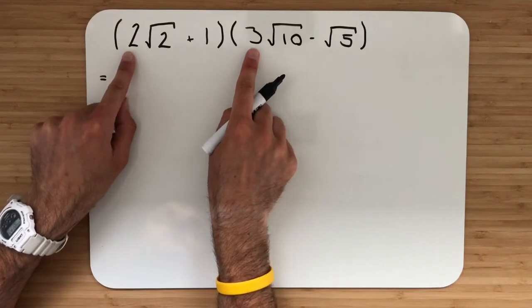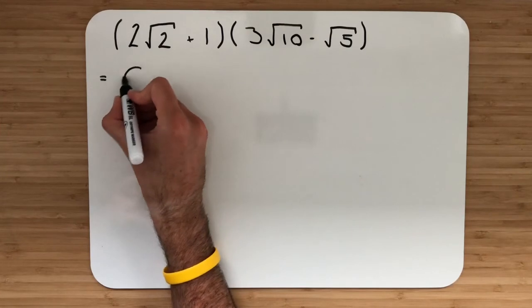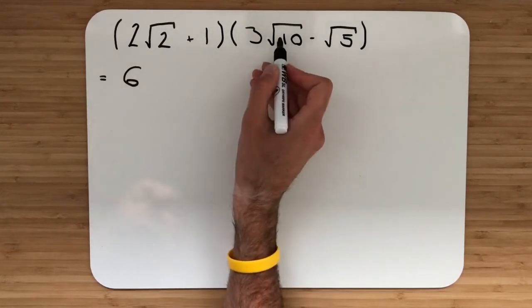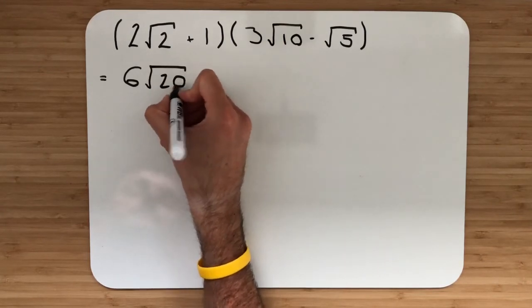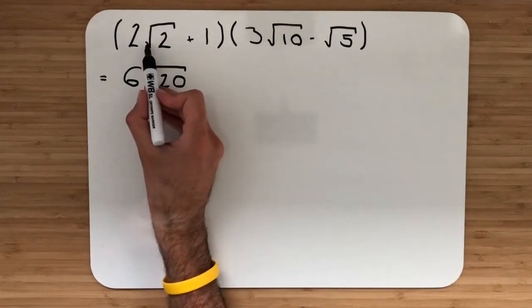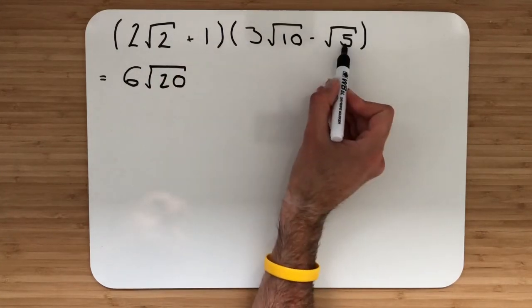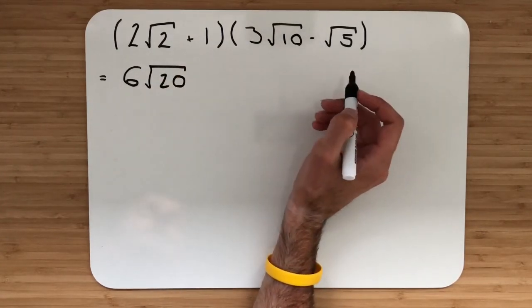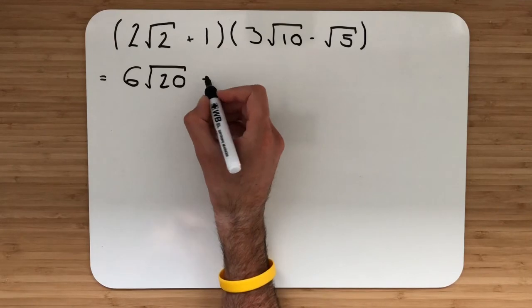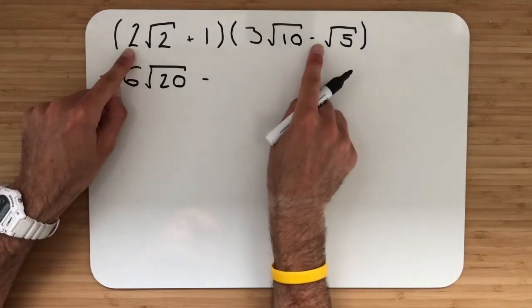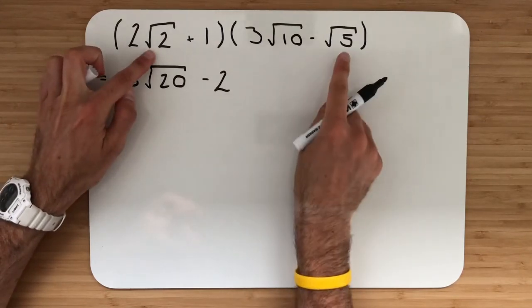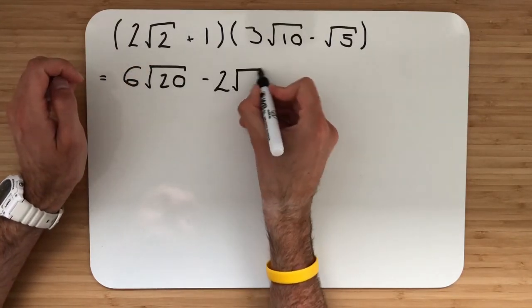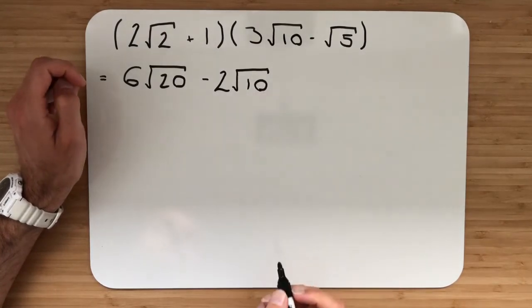So I'll take the coefficients first of all, the whole numbers, they're not underneath root signs. So 2 multiplied by 3 gives me 6. And then I have root 2 multiplied by root 10. That's going to give me root 20. Okay. I'm now going to take my 2 root 2 and multiply that by negative root 5. So first of all, I'm going to get a negative. Now I've got a 2 here, and I've got a secret 1 there. So 2 multiplied by 1 is just 2. Root 2 multiplied by root 5 is root 10.